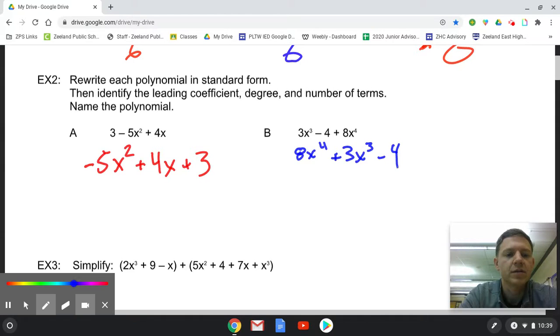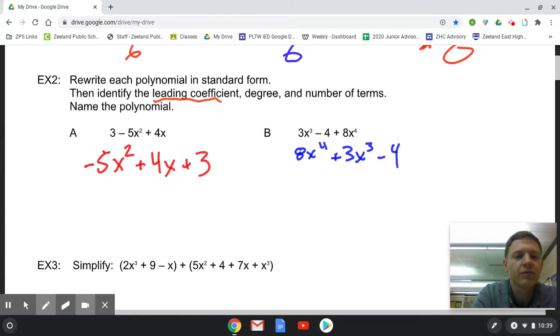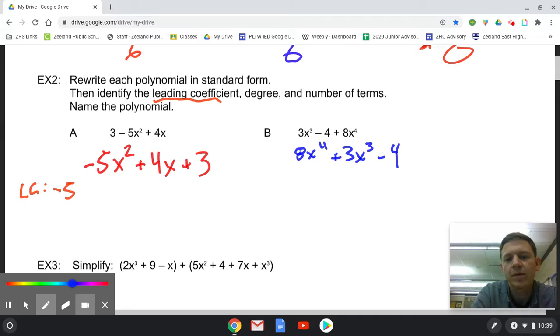All right, the next one says, find the leading coefficient. Well, the leading coefficient is just the number on the biggest degreed term. So for part A, that would be negative 5. I'm going to write LC, comma, negative 5. For part B, 8 would be the biggest term. LC, comma, 8. The leading coefficient is 8.